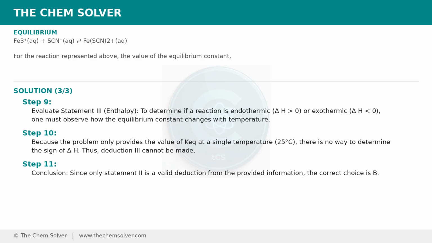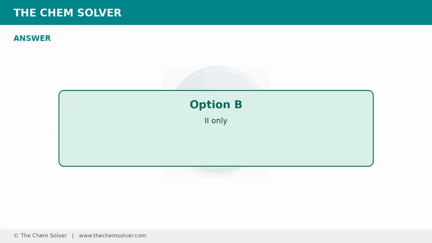Conclusion: since only statement 2 is a valid deduction from the provided information, the correct choice is B. The correct answer is option B, 2 only.